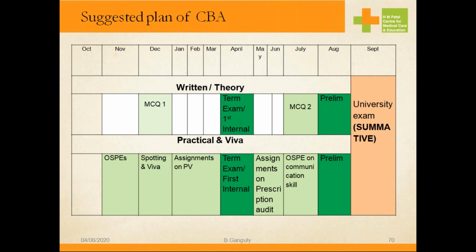Then in December we are keeping the first assessment of the practical, up to demonstration of how you can do it. There we have other plans also, continuous evaluation tests, where we keep OSPE and spotting together along with viva, but not in November, maybe December, January, when the general pharmacology portion is over, and also the practical on dosage forms and routes of administration is over. After that, we take a test.